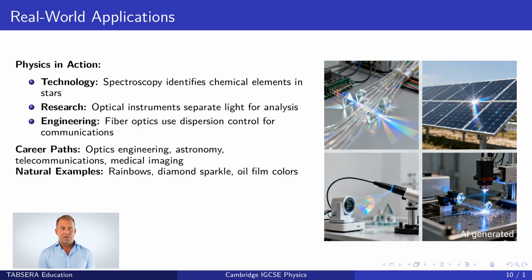In scientific research, optical instruments like spectrometers separate light for detailed analysis. This enables identification of materials, measurement of concentrations, and study of atomic structure. In engineering, fiber optic communications must control dispersion to prevent signal distortion over long distances. Engineers design fibers to minimize unwanted dispersion while maintaining signal quality.